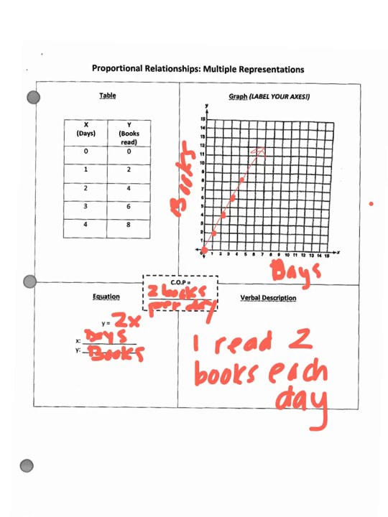Here, since I'm reading 2 books every day, that's my COP. On my graph, I labeled days on my x-axis and books on my y-axis. And my equation would be y equals 2x. On the next page, I used the coordinates of this point, which were 2, 3, to find my COP.